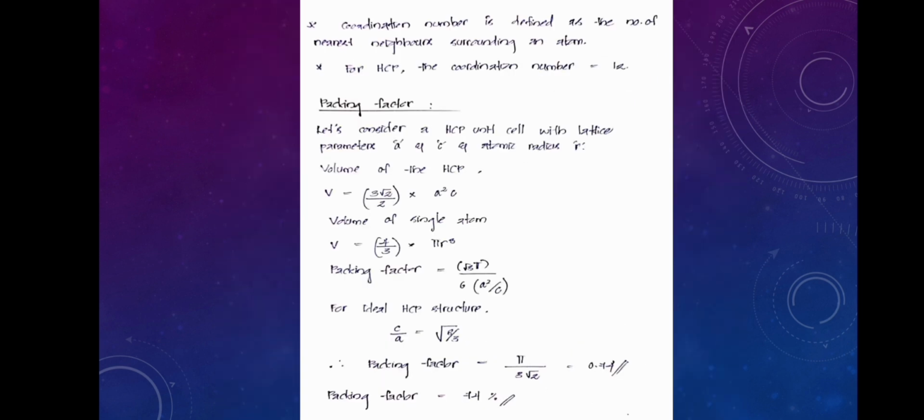Next, we have to find the packing factor of the structure. So let us consider an HCP unit cell with lattice parameters a, c and atomic radius r. The volume of HCP is taken as V equal to 3 root 2 divided by 2 into a square into c. The volume of a single atom is 4 by 3 into pi r cube. Therefore, the packing factor is equal to root 3 pi divided by 6 into a square divided by c. For the ideal HCP structure, c by a is equal to root 8 by 3. Therefore, the packing factor is equal to pi by 3 root 2, equal to 0.74. When we convert it into percentage, we get a 74% packing factor for the face-centered cubic structure.